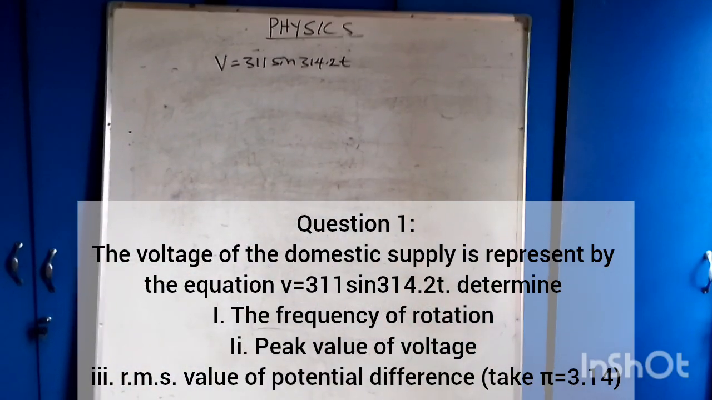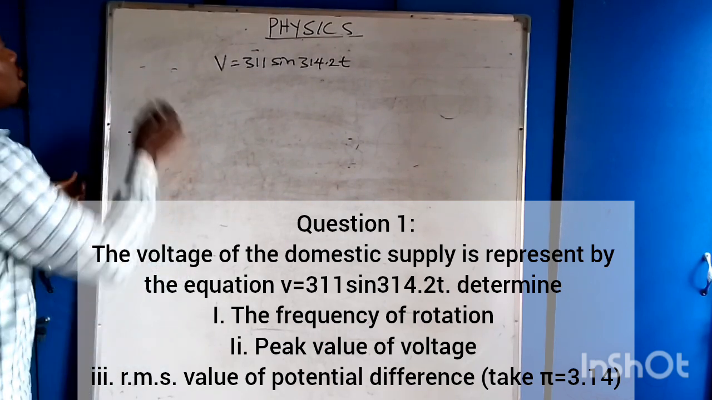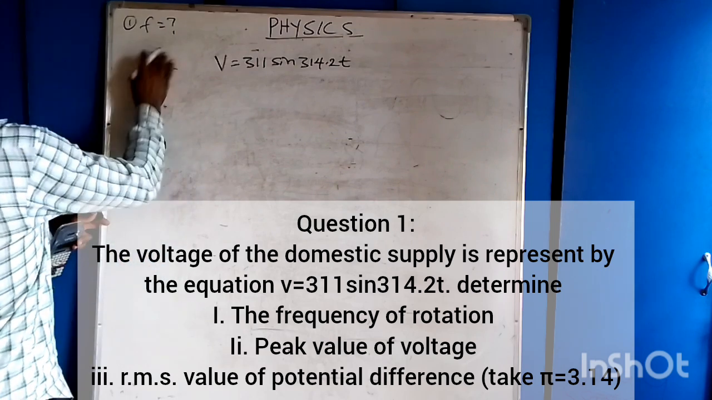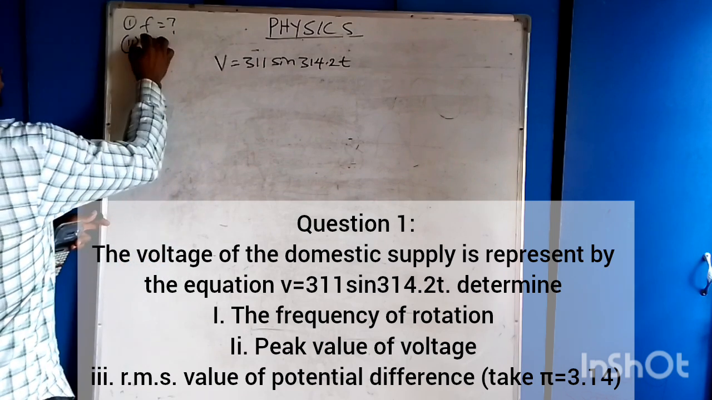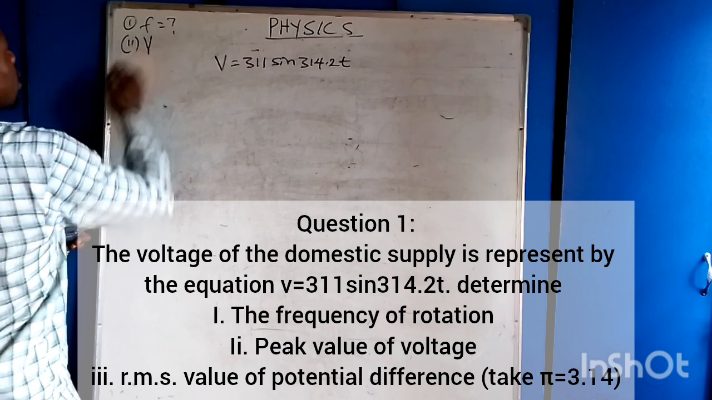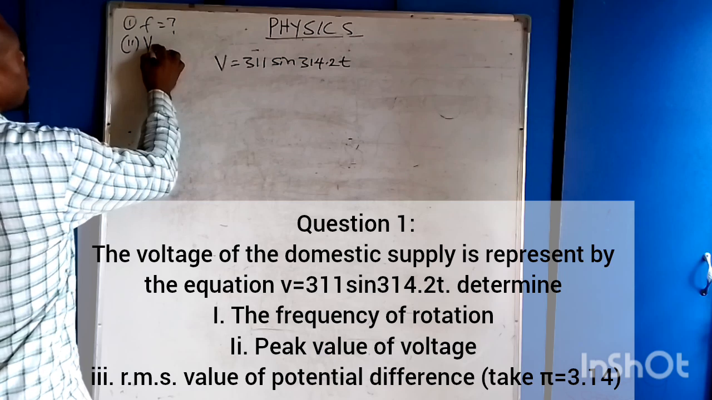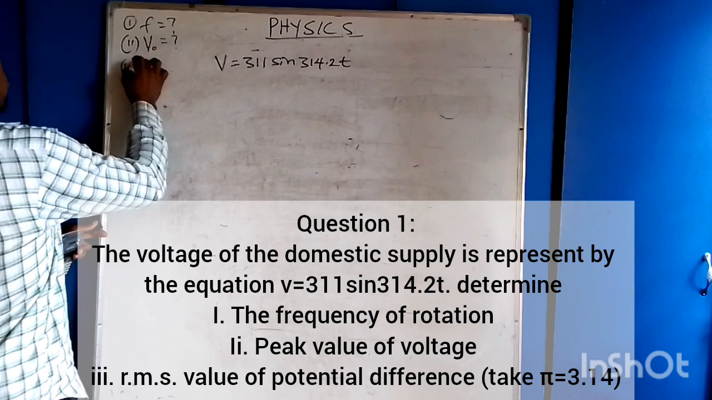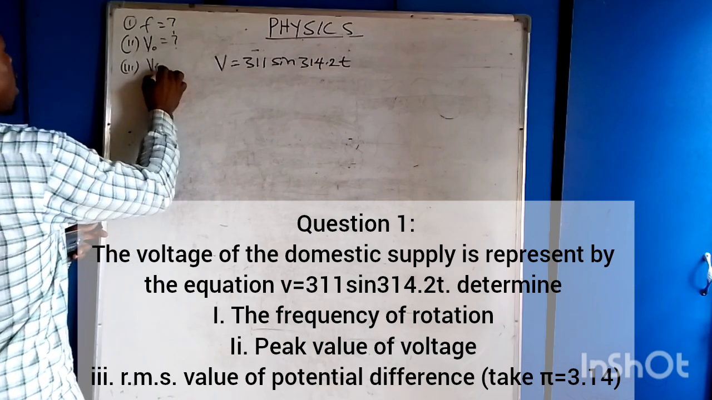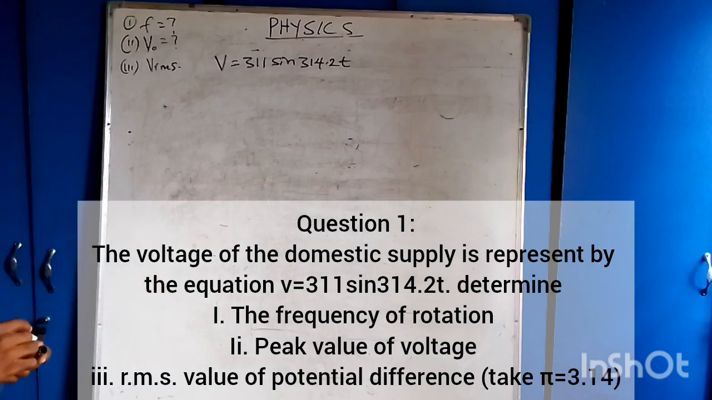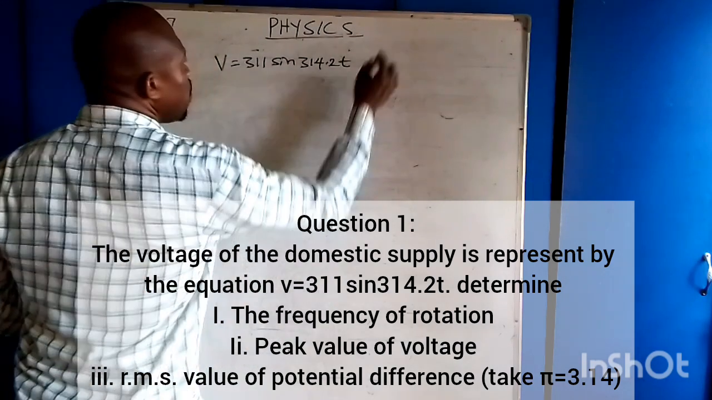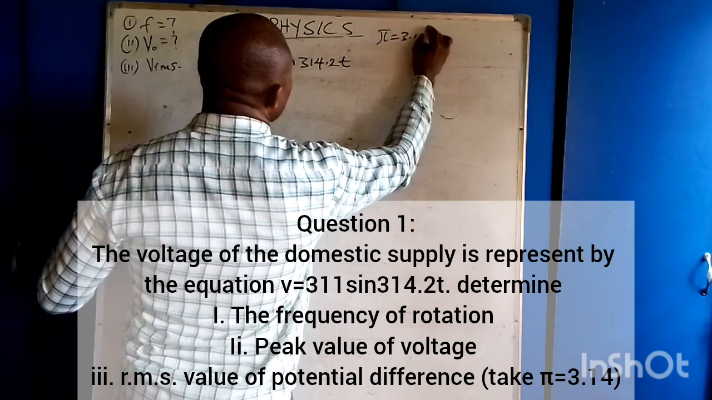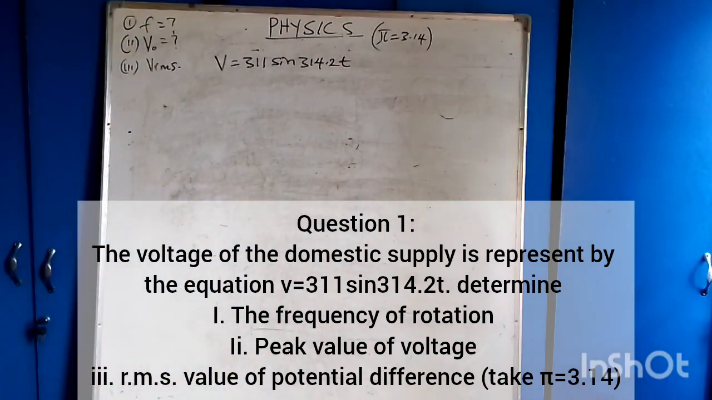Given this problem we have on the board, the first question says we are looking for the frequency. The second question asks for V naught, which is the amplitude voltage, while the third question asks for V RMS. Remember, we are given that pi is equal to 3.14. Okay, we now go.